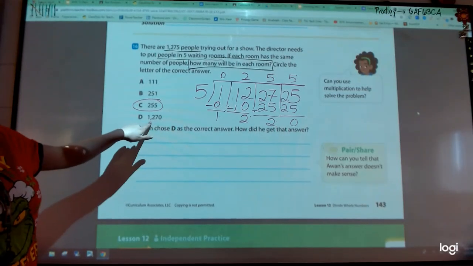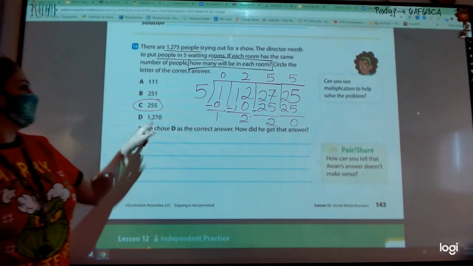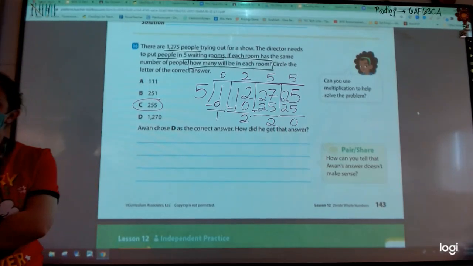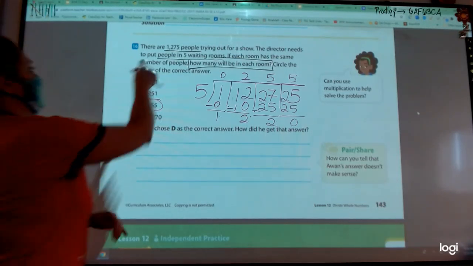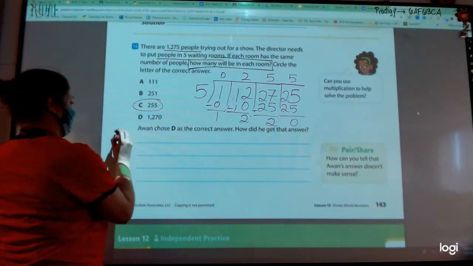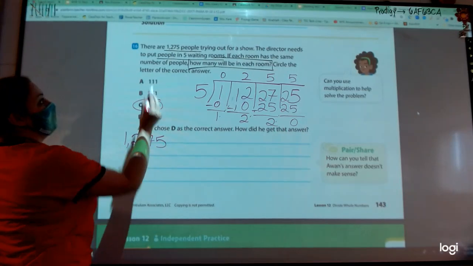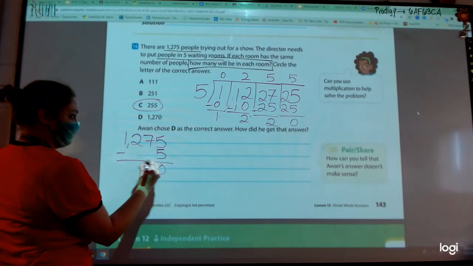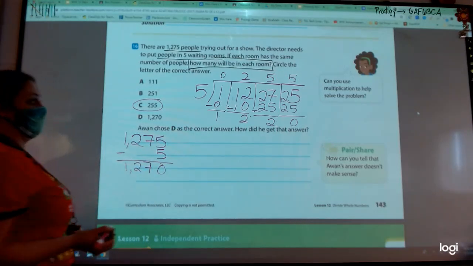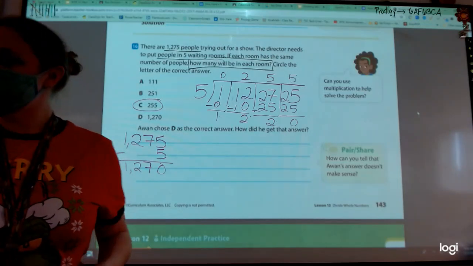All right, well, let's read this. A1 chose D as the correct answer. How did he get that answer? Josiah, since you said you knew, what do you think? Use subtraction instead of division. Oh, let's test it and see. I'm going to write it over here: 1,275 minus 5 is 1,270. Silly A1. That's not what we're supposed to do. He picked the wrong operation.